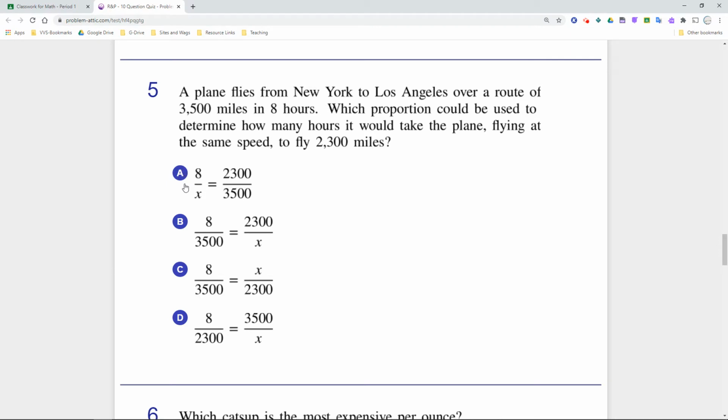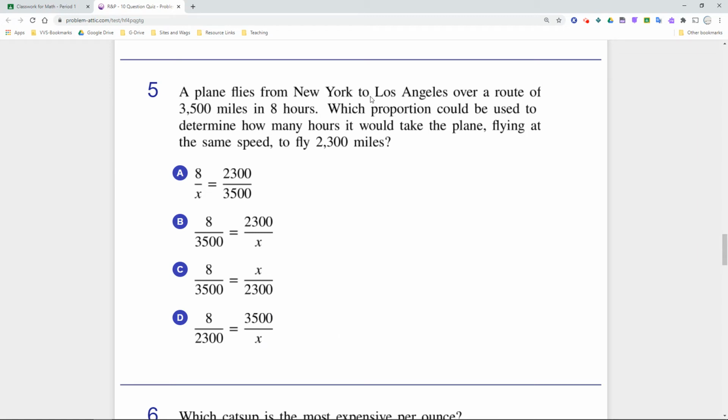A is 8 over x is equal to 2,300 over 3,500. Choice B is 8 over 3,500 is equal to 2,300 over x. C is 8 over 3,500 is equal to x over 2,300. Or choice D, 8 over 2,300 is equal to 3,500 over x. Remember what we're looking for.